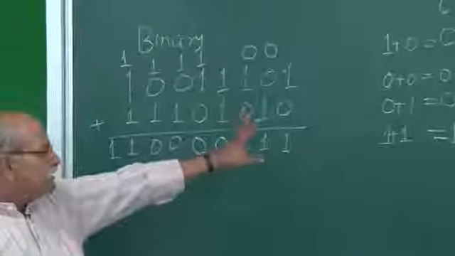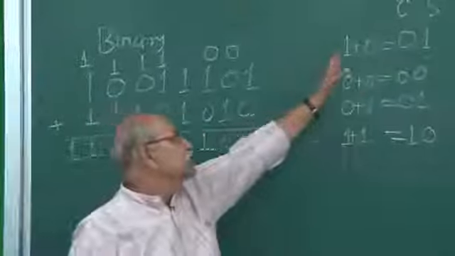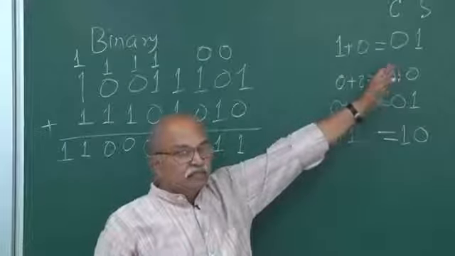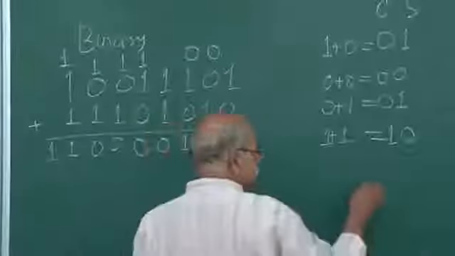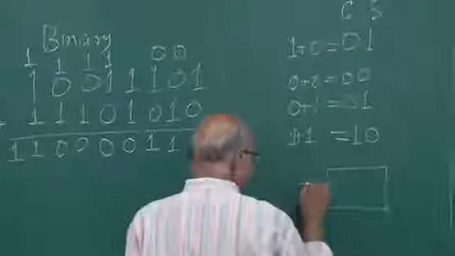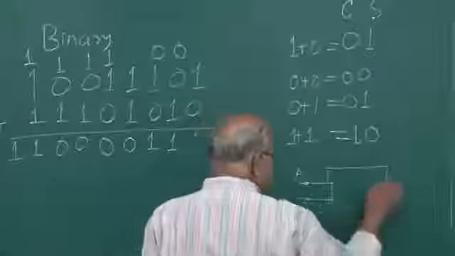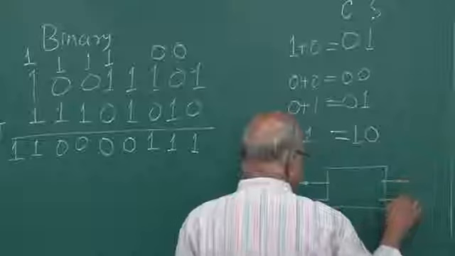So the basic thing I must know for this addition is the addition of these two digits. So if I write it as a device, then my inputs are here, let's call them A and B. And I have two outputs which I can call C and D.